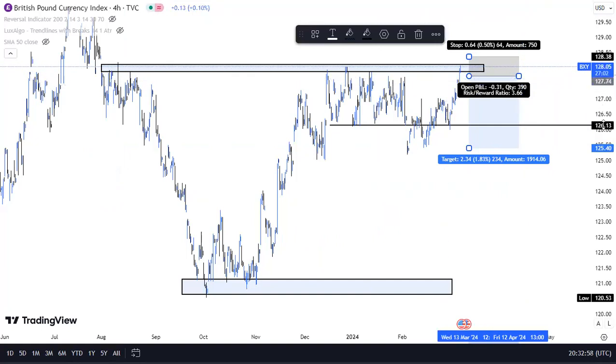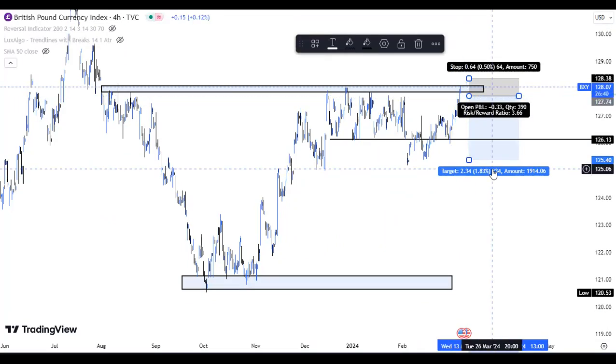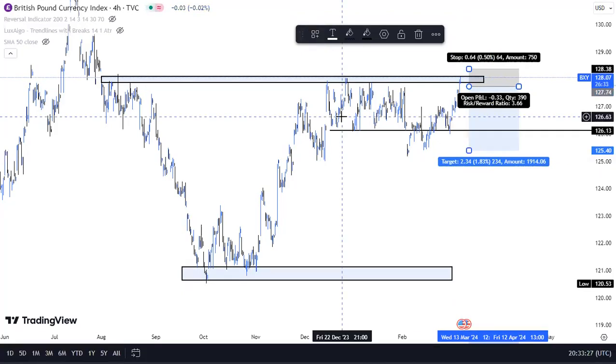So what does this mean? This means that at tomorrow's news, I'm expecting the British pounds to sell and then the dollars to buy. So what do I mean by that? We've gotten to a resistance at the BXY. So that means I'm expecting a reaction to the downside, right? So I'm expecting a reaction to the downside from the GBP.